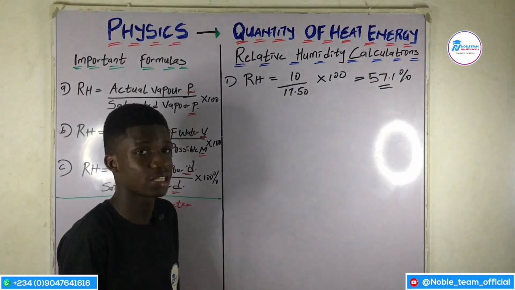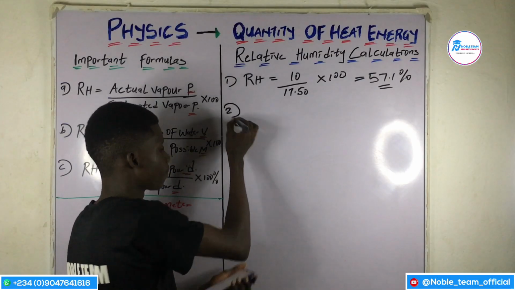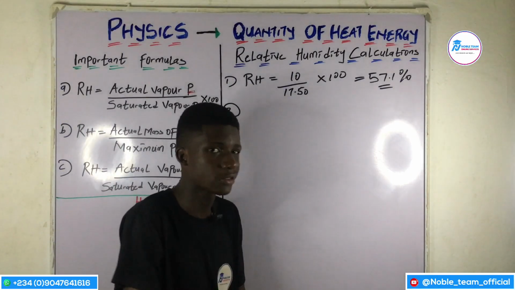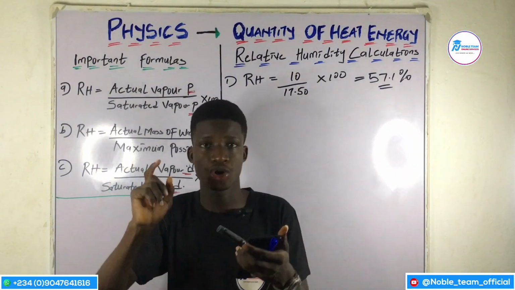57.1, or we can say 57.0, is still the same thing. Okay? Now let's solve question 2. Pay maximum attention. Now question 2 says this. The question will also be on your screen.